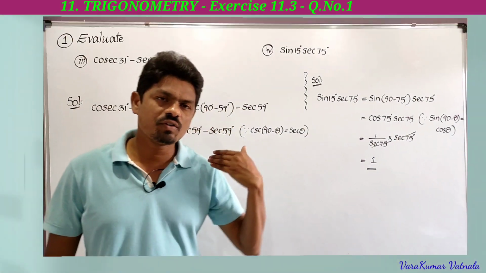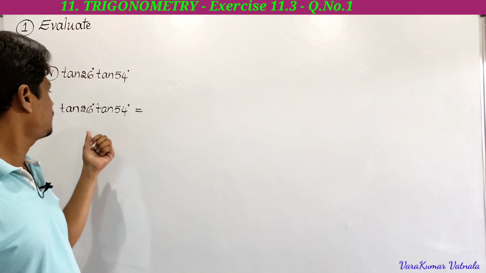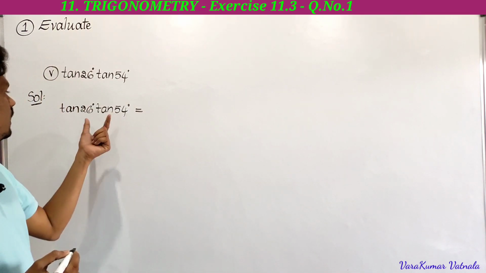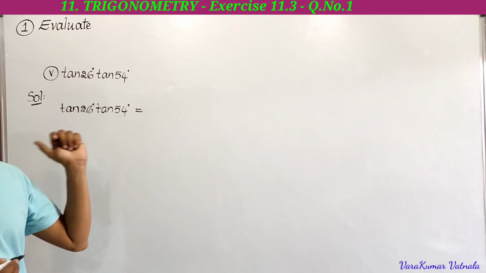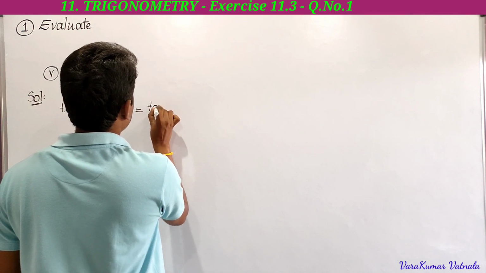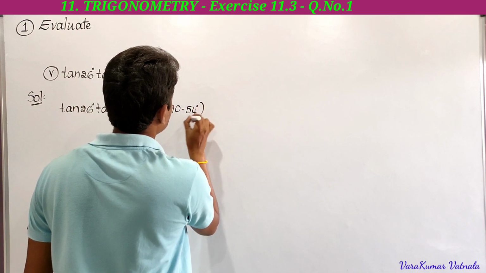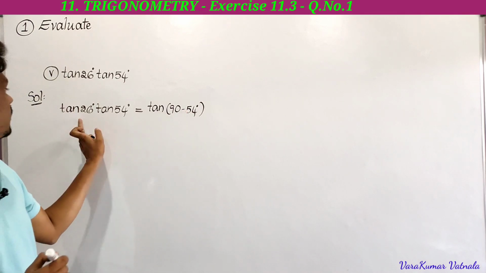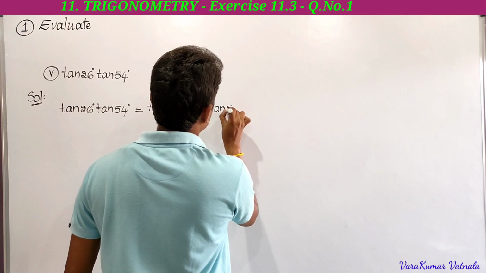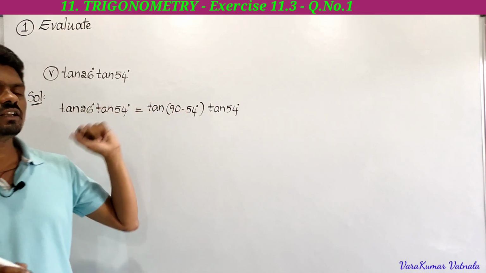So next we have to solve the fifth bit. So this is the fifth bit in the first problem: tan 26 degrees into tan 54 degrees. See here how we can write tan 26. 26 plus 54 is 90 again. These two are complementary angles. We have to apply complementary angle formulas here. Tan 26 can be written as tan 90 minus 54. So just 26 degrees we can write as 90 minus 54, into tan 54 as usual.